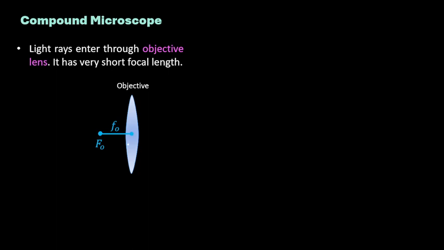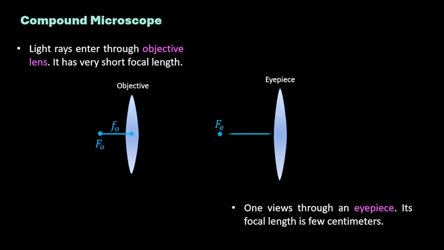This lens directly faces the object, and light rays from the object enter our device through this first lens. This lens is known as the objective. Another lens through which we view is called the eyepiece. It has a focal length denoted by Fe, and the focal point is capital Fe. This grey line represents the common principal axis of the two lenses.